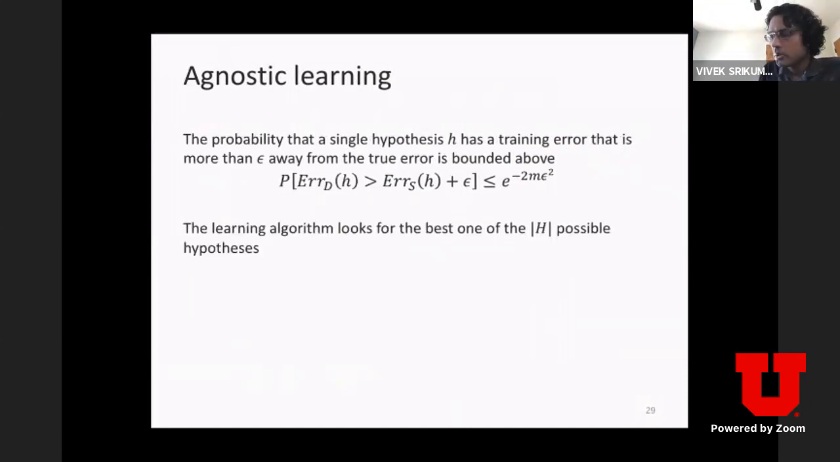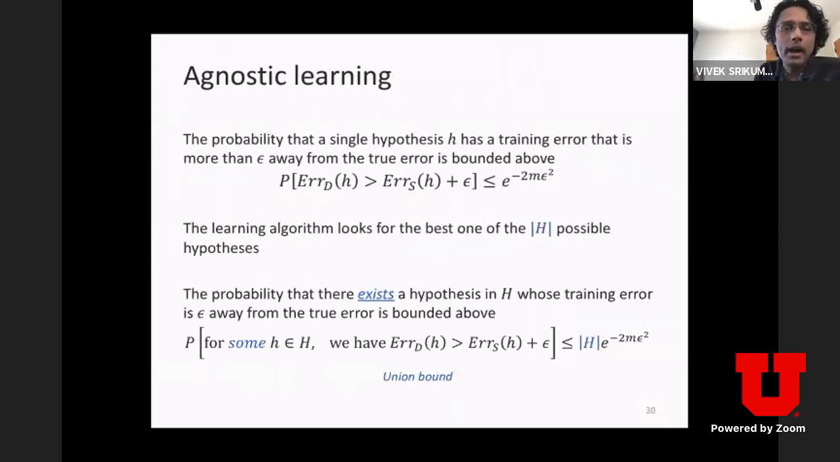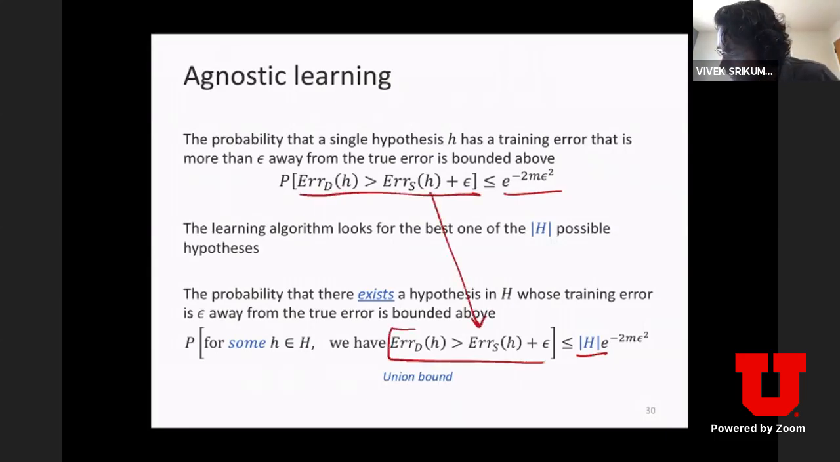So the learning algorithm now looks for the best one of many such hypotheses. How many hypotheses do we have? We have size of H, because we are exploring the hypothesis space H. We are looking for the best one, but let's consider any one. So we can ask the probability that there exists some hypothesis whose training error is more than epsilon away. It is bounded by the number of hypotheses times this quantity here.